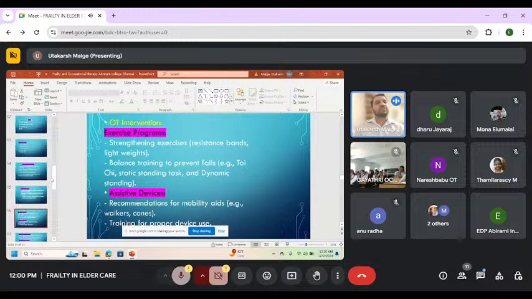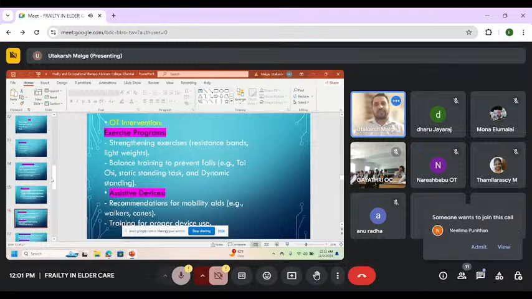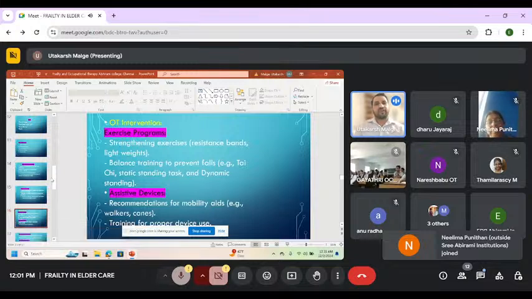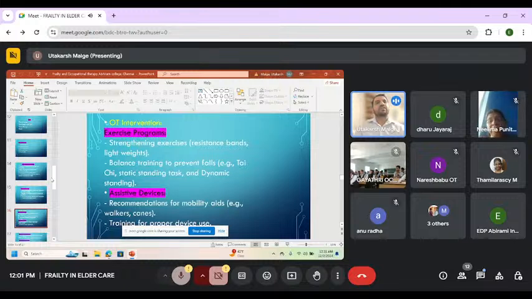Balance is very important with these clients because when a person is having poor to fair minus balance, his chances of falling are always high. So a person needs to have fair or fair plus in order to perform any standing dynamic activity. So ensuring that their balance is at least fair, and especially with elderly patients, their chances of falling are always high. So that was the exercise program.